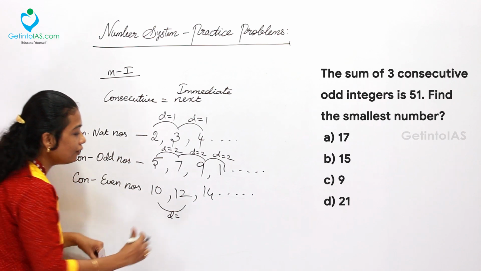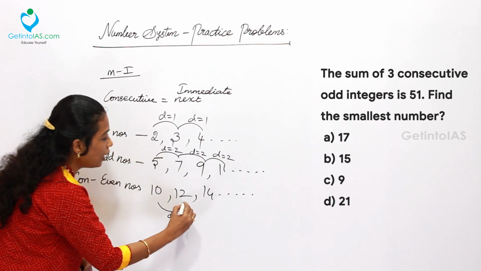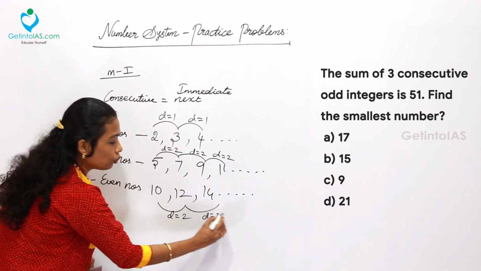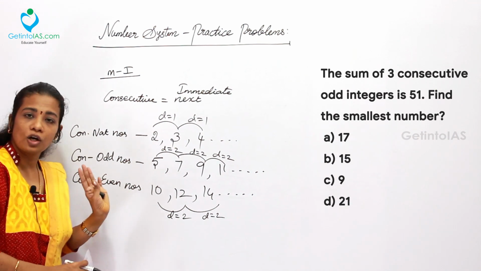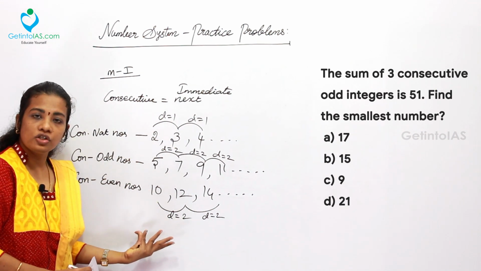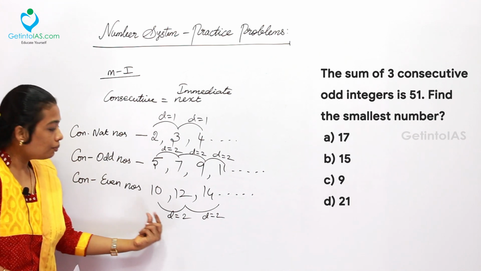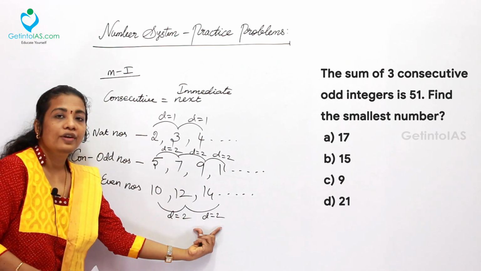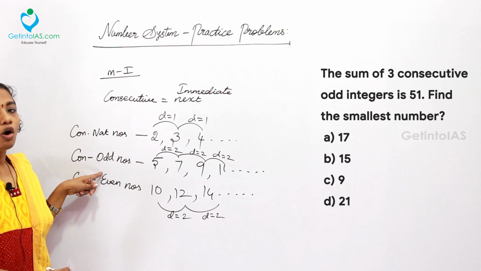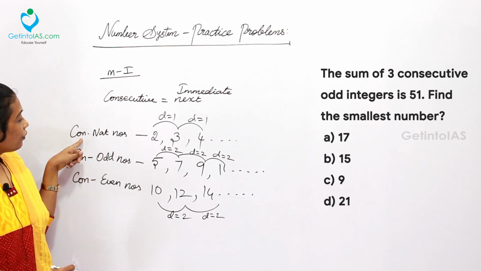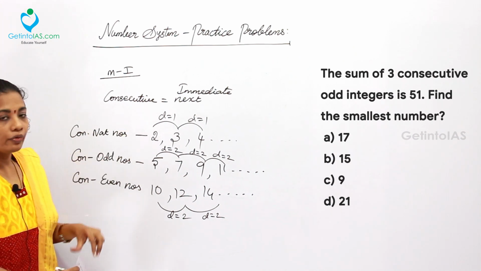That is 10 and 12. The difference is 2. 12 and 14. The difference is 2. So whatever the starting point, whatever the number of digits, that is not a matter. For consecutive even numbers, the difference will always be equal to 2, similar to the odd numbers. There is only one difference: for natural numbers the difference is 1.